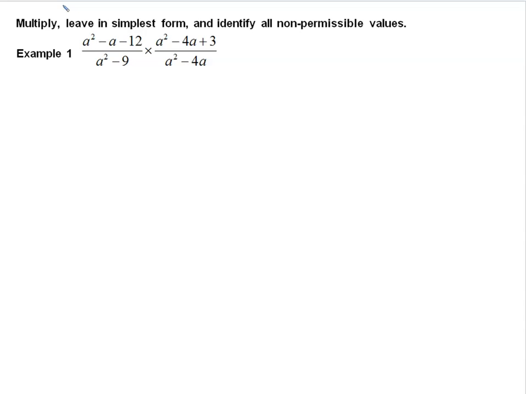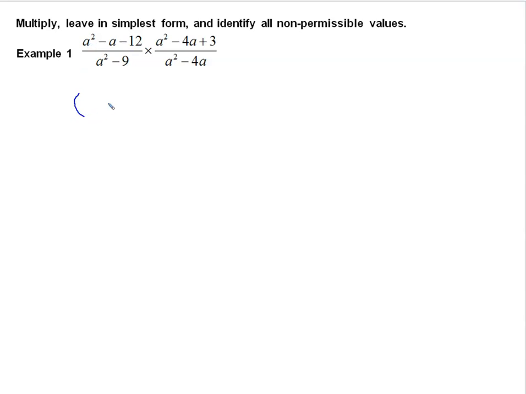So it says multiply, leave in simplest form, and identify all your NPVs, or your non-permissible values. So the easiest thing to do here would be to factor first. You can try to multiply this all out, but you're going to have to multiply first by first, first by second, first by last. It's going to take a little while. I would suggest simplifying first if possible. So let's have a look at this in factored form.